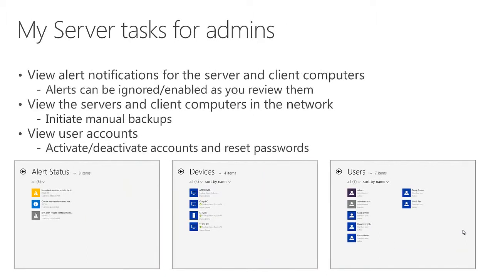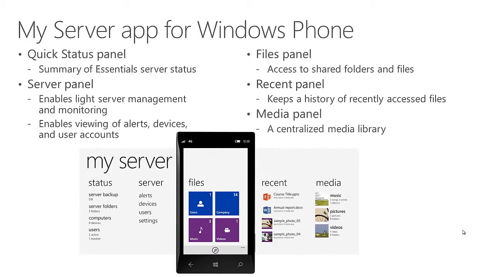So again, some of the things that administrators can do: there's a page where you can view the different alerts. You can ignore or disable or re-enable alerts as you review them. You can view the different servers and client computers in the network. You can also use this to initiate a manual backup of a computer that's connected to the Essentials server, and you can use this to view user accounts. You can even activate or deactivate an account using this interface, and again, as I mentioned, go ahead and reset user passwords.